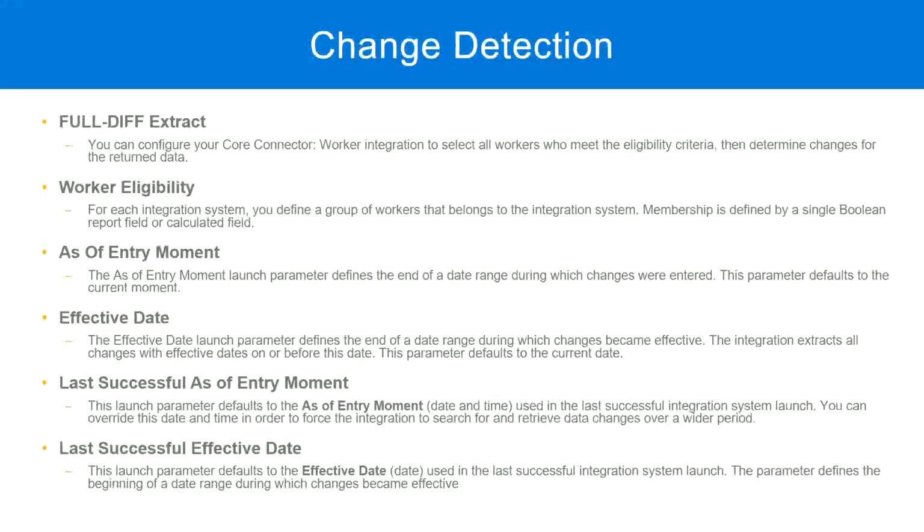So we have to define that eligibility criteria. And the eligibility criteria is nothing but a true-false field. In that true-false field you can configure all the options. You can create a calculated field, or you can use an existing one to define the worker eligibility. So for all workers it will be either true or false. Either you are eligible for this integration or you are not eligible for this integration.